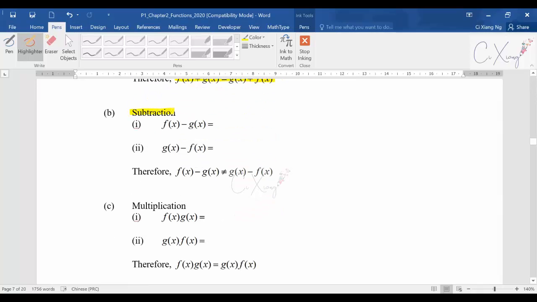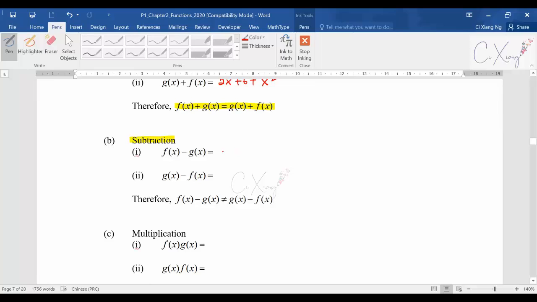For subtraction, if you have f(x) - g(x), then you have x squared - (2x + 6). If you simplify it, you have x squared - 2x - 6. And when you have g(x) - f(x), then you have 2x + 6 - x squared. If you compare these two answers, you'll find that they are not the same. Therefore, you should know that f - g is not equal to g - f. It's a very simple concept. Like 2 - 1 is not equal to 1 - 2, but 2 + 1 is equal to 1 + 2.